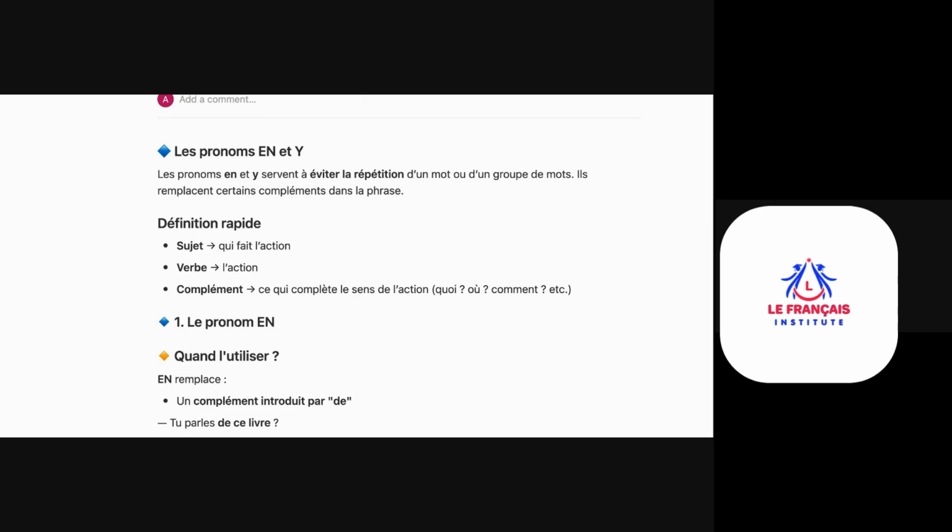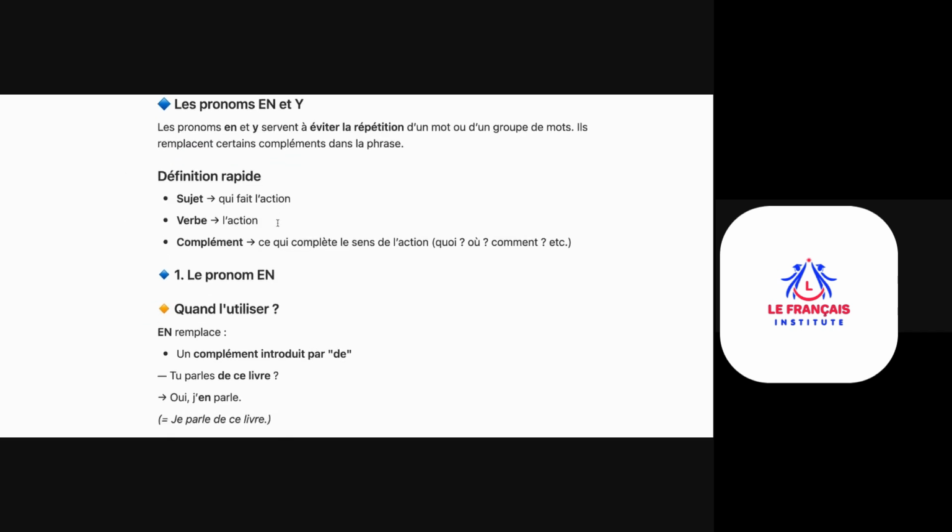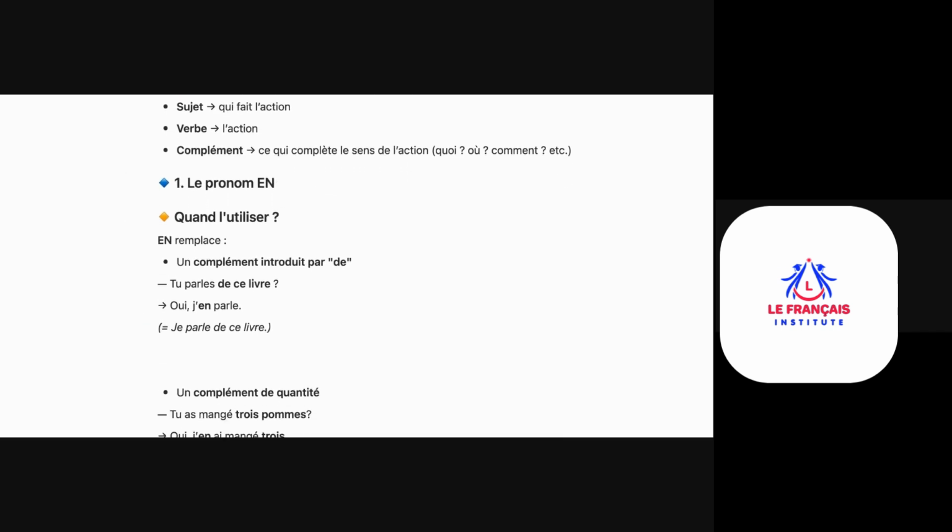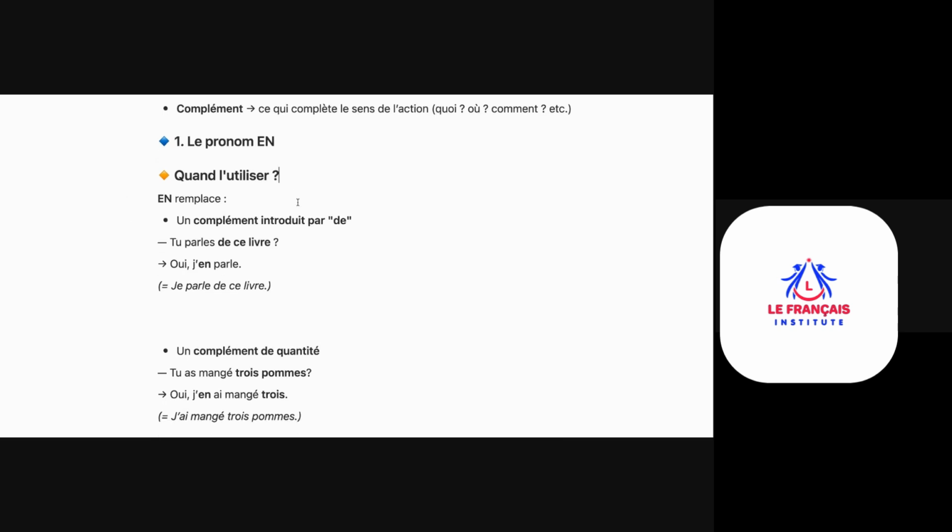So in French as well, en and y are used to avoid repeating a word or a group of words. So they replace certain complements in a sentence. So how does that happen? For en, what does en replace? Any complement in a sentence that is introduced by de.